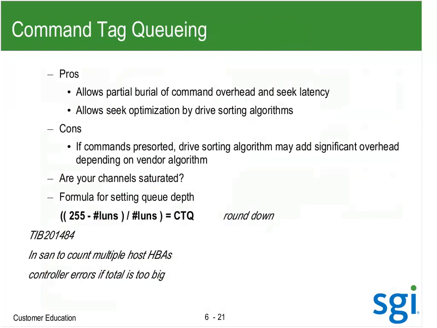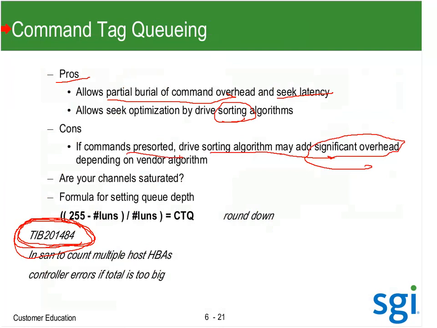Command tag queuing. I mentioned the TIB earlier. This is the TIB that you use to figure out for your situation what value to set the CTQ for. So again, the pro: we're partially hiding command overhead and seek latency. Basically, we're queuing these things up on the spindle so that the spindle can stay busy. And the spindle does have a sort algorithm too, so if there are multiple IOPS queued up on the spindle or the RAID controller, then they can sort them. If commands are pre-sorted, like from the elevator, the sorting algorithm may add significant overhead. Now, we're actually turning off the sorting algorithm on the OS at the elevator and using the RAID sorting algorithm nowadays. Again, part of CTQ was if my channels get saturated.